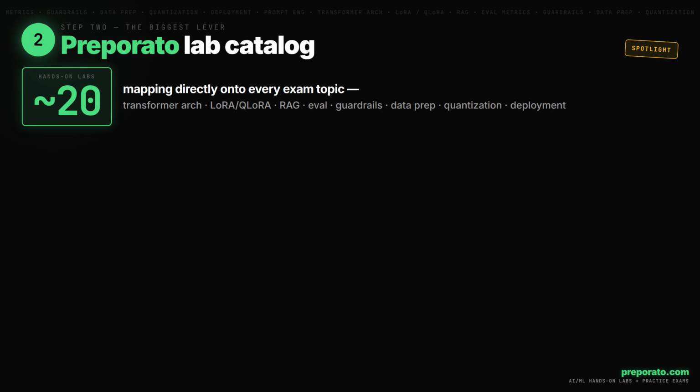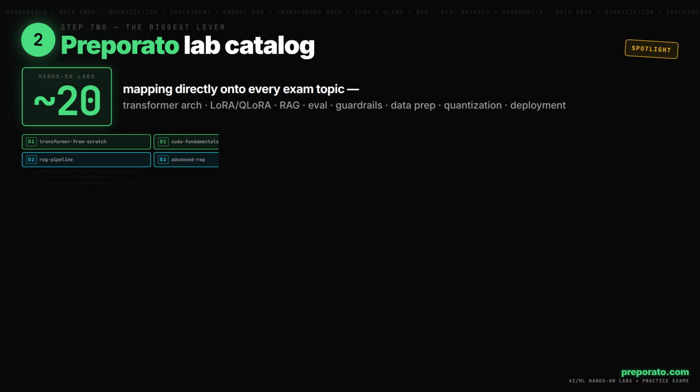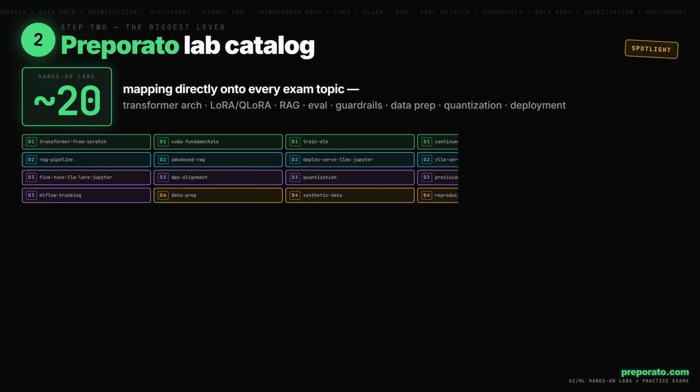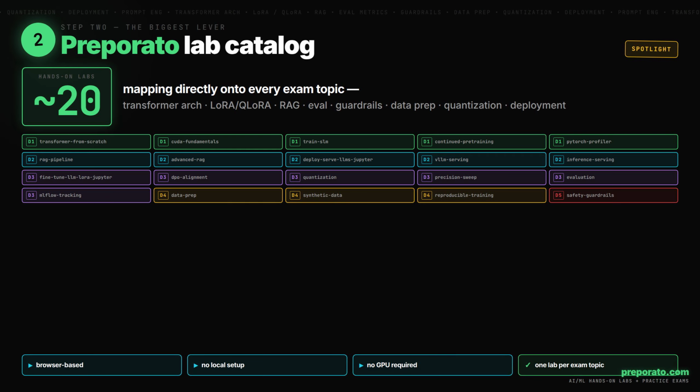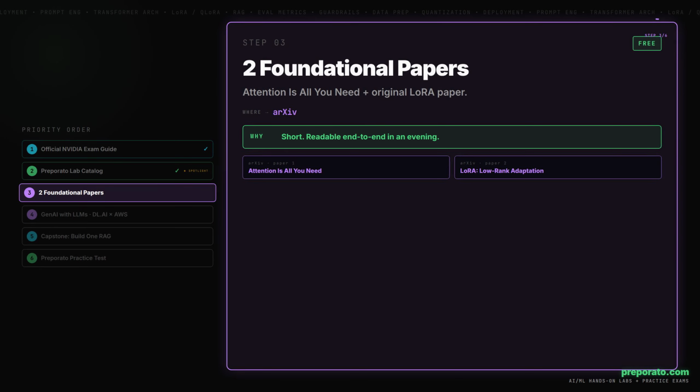There are roughly 20 hands-on labs mapping directly onto exam topics: transformer architecture, LoRA and QLoRA fine-tuning, RAG pipelines, evaluation metrics, trustworthy AI guardrails, data preparation, validation, quantization, and deployment. Every lab runs straight from your browser, no local setup, no GPU required. This is the thing that turns passive reading into the kind of hands-on knowledge the exam actually rewards.